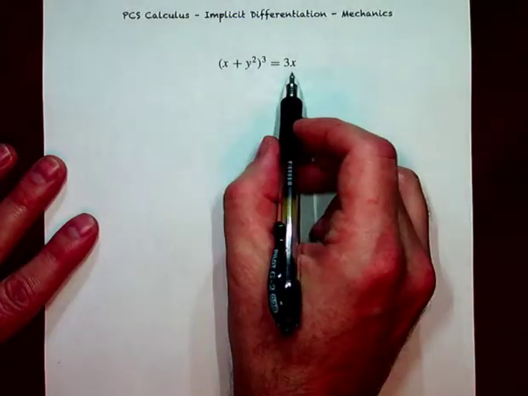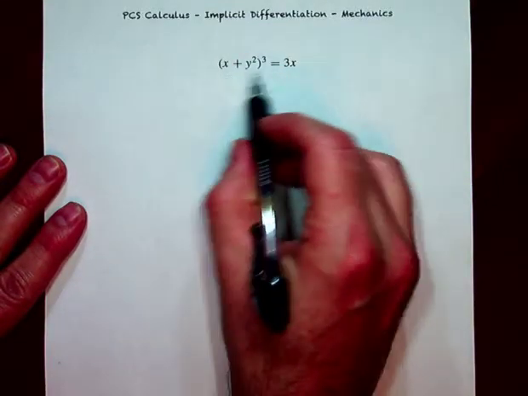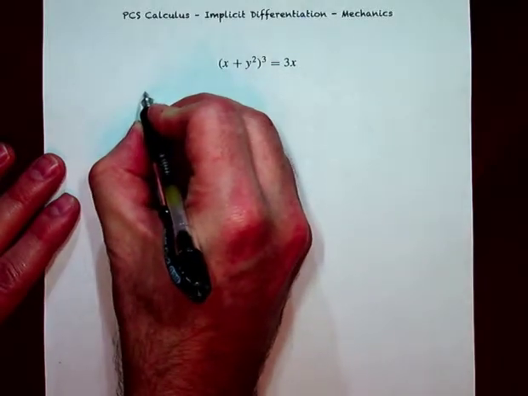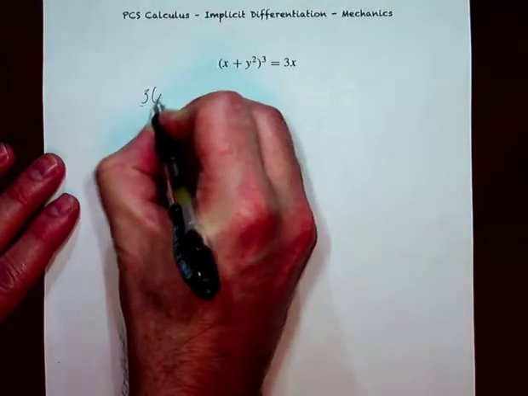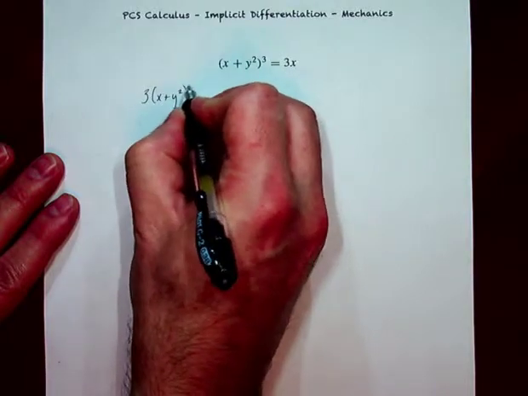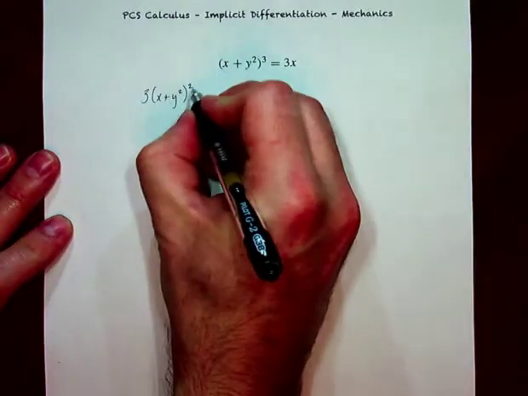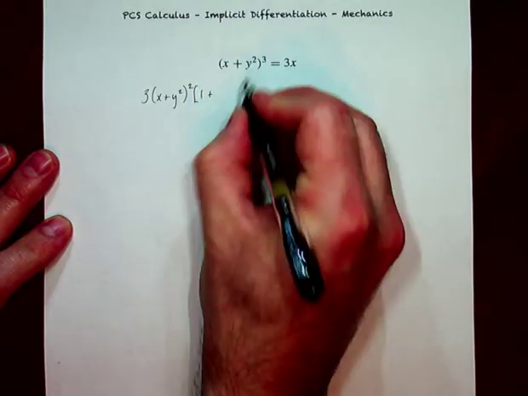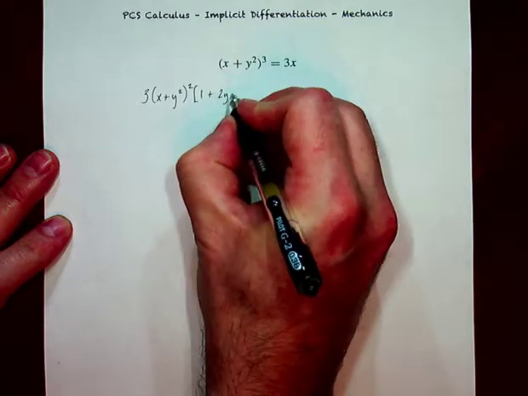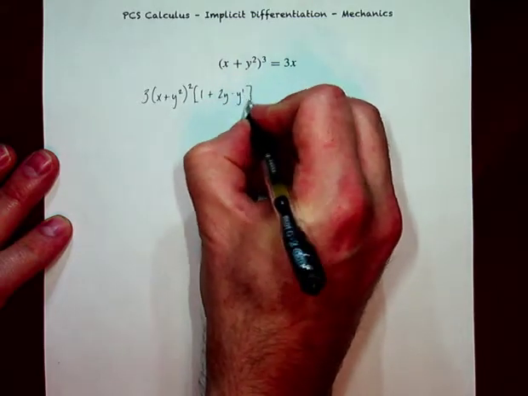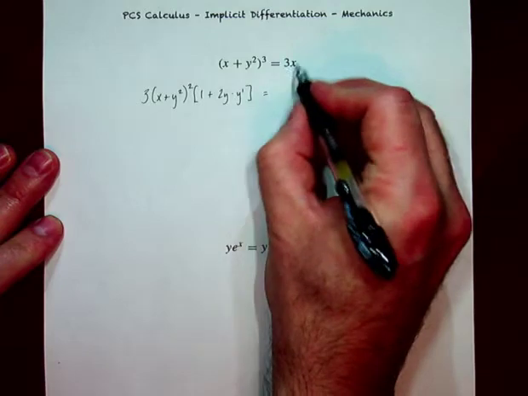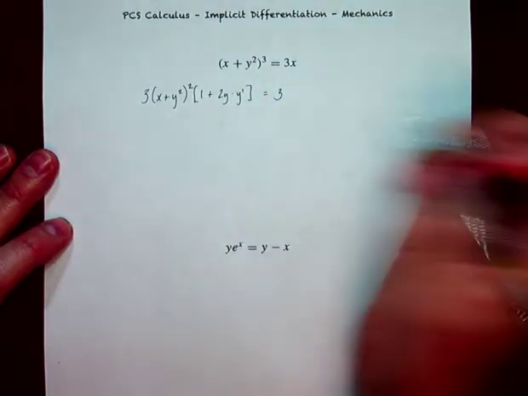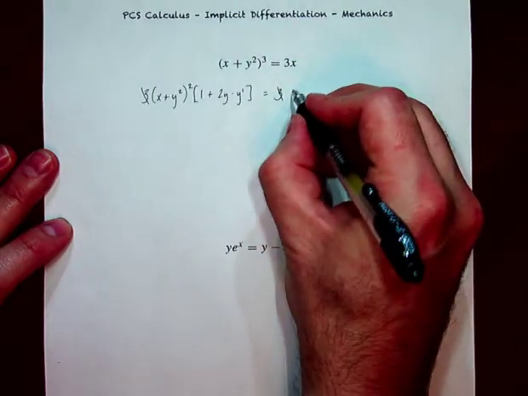If we're differentiating with respect to x, I notice that this is going to be chain rule right here. It's stuff cubed. So the derivative of stuff cubed is 3 stuff squared times the derivative of stuff. Well, the derivative of x is easy enough. That's 1. The derivative of y squared, we've seen that before. It's 2y prime. And the derivative on this right-hand side with respect to x is 3. Well, that's nice, because those 3's cancel out, and I'm left with a 1.